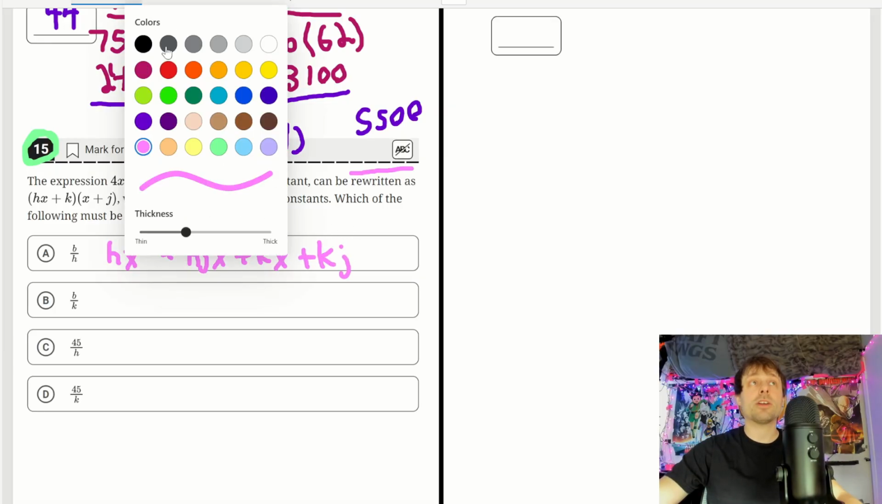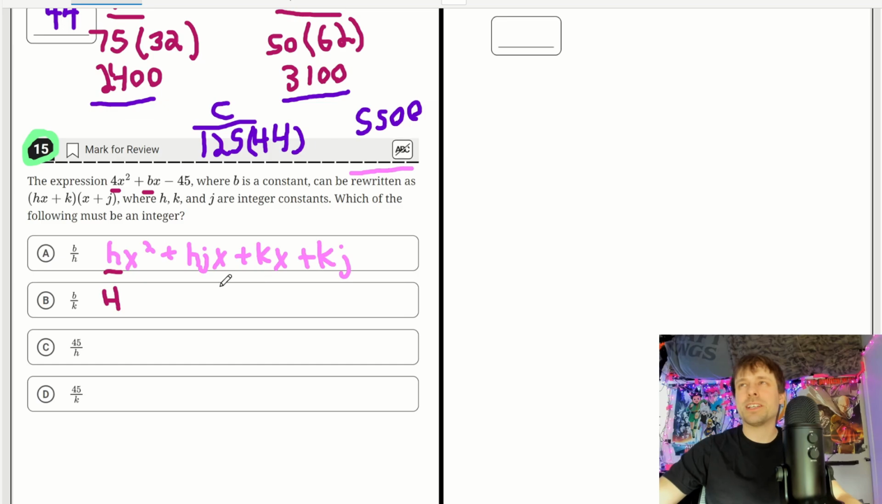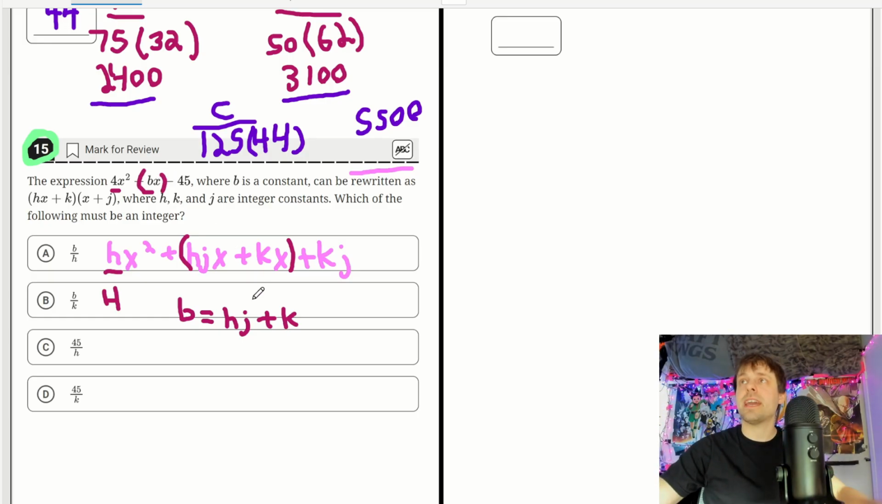So now I can set my coefficients equal to each other. It's distributed. The easy one is 4, right? H is going to be 4. B is always going to be a weird one here. B is going to be equal to hj plus k. And remember, the reason I'm doing that is because I'm just factoring an x out of this. I'm factoring an x out of that. So there's just going to be a b left and an hj plus k down below. And then we have our coefficient at the end, negative 45, is going to be equal to kj. Okay, so again, your middle one's always going to be your most confusing.